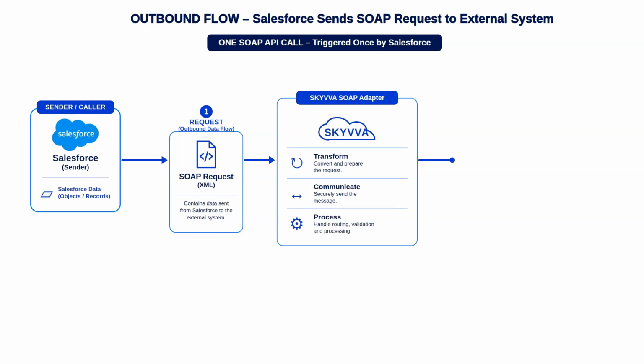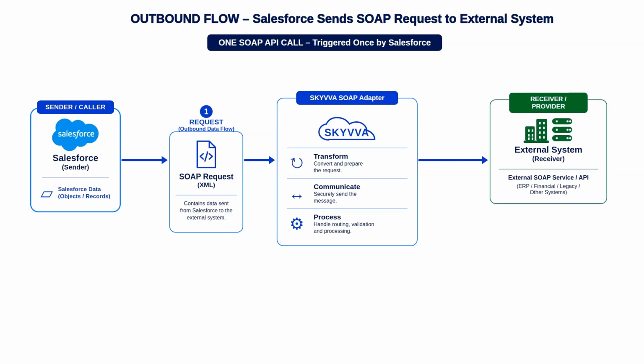The external system receives the SOAP request and processes it. External SOAP systems can include any systems that expose SOAP web services, such as ERP systems, financial systems, legacy systems, and other SOAP-enabled systems.